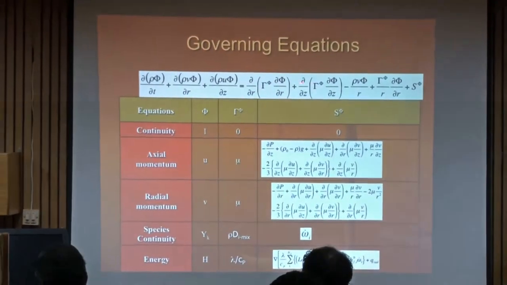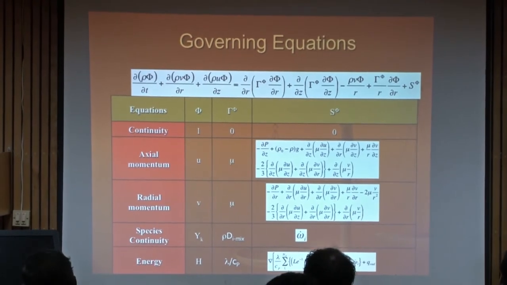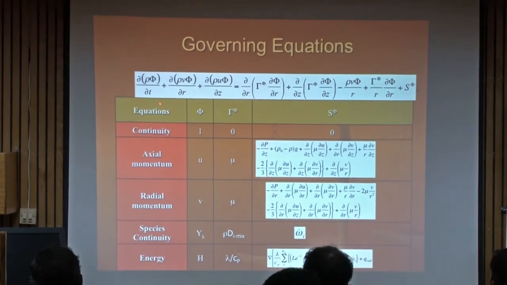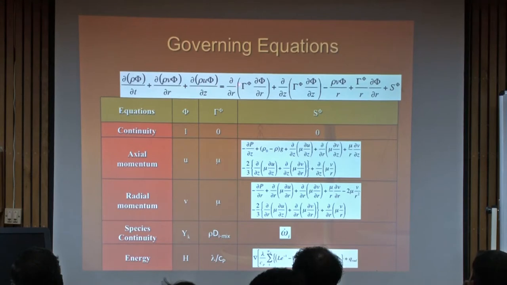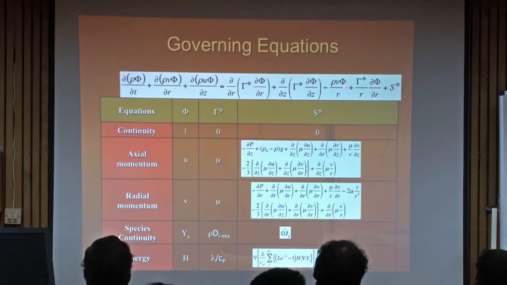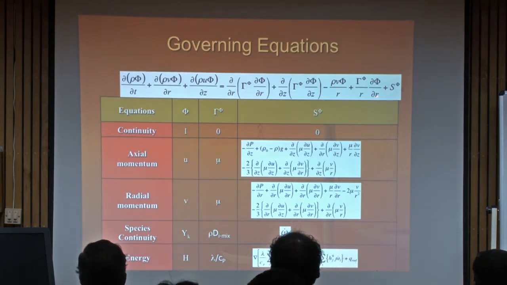So you can write a generalized governing equation for continuity, momentum, species and energy. So you have the rate of change of quantity, then rate of change due to convection, and then rate of change due to diffusion. These extra terms come because of the coordinate system. These appear in the cylindrical coordinates. In Cartesian, they won't appear. The source term is different for different equations.